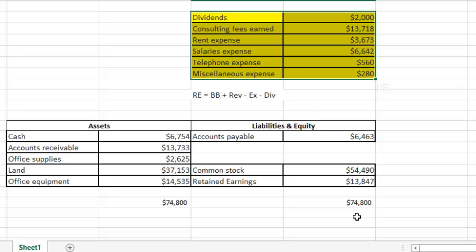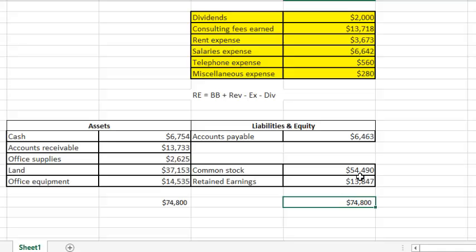I think there was another question related to what is total liabilities and equity, and that's $74,800. And I think there was another question related to what is equity. Well, equity is simply going to be common stock plus retained earnings.